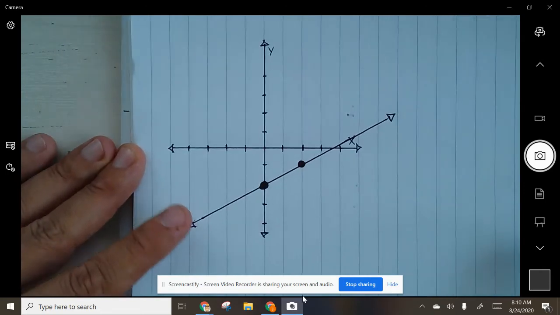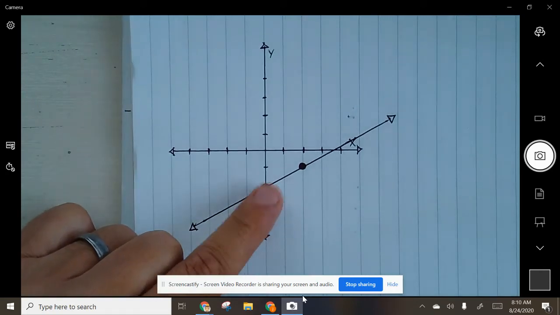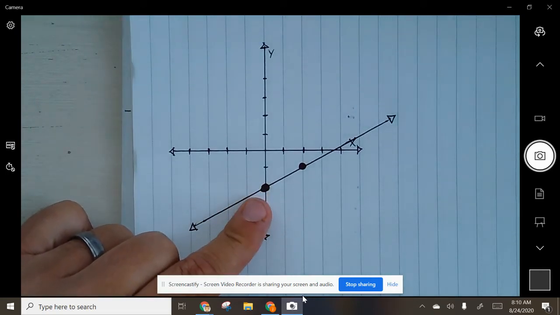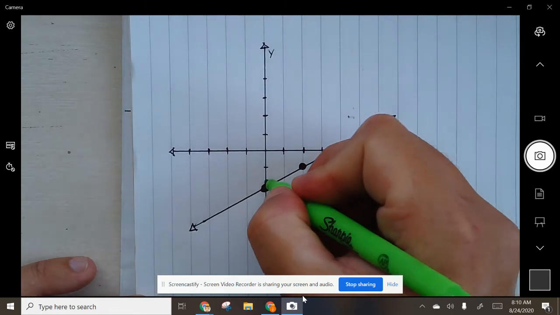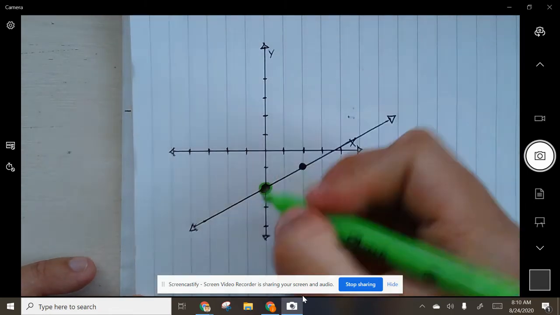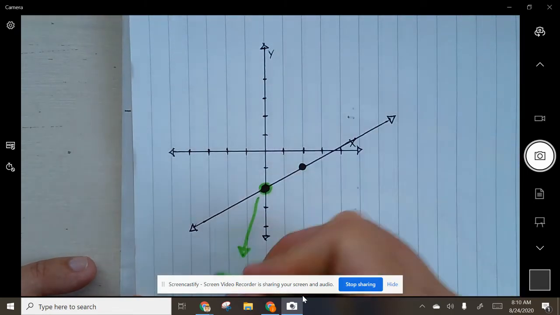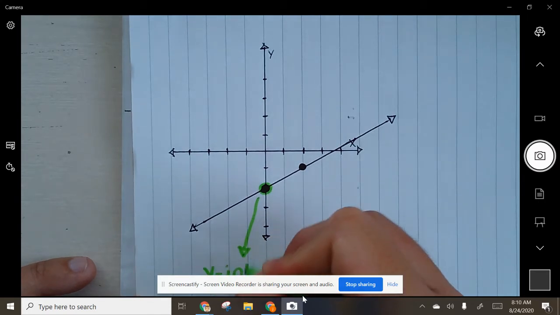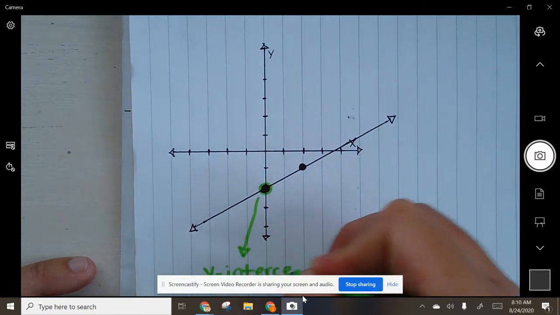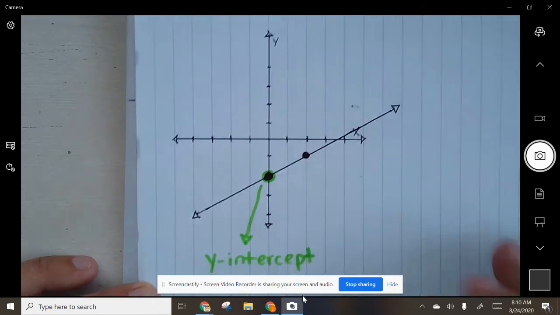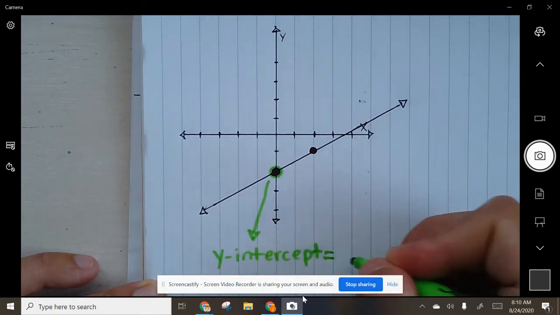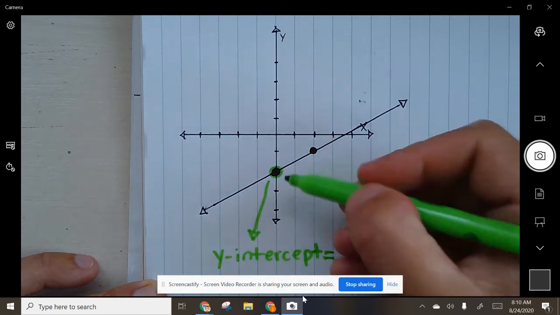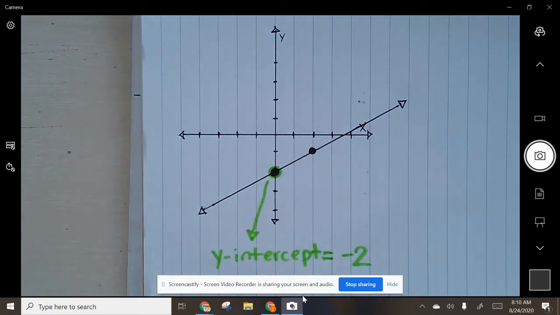So now, as we draw this graph here, I want you guys to rise. Actually, let's not rise and run yet. Let me label this part first. So this part here, we call that the Y-intercept. And you know that Y-intercept equals, where is it at? -2. Okay.